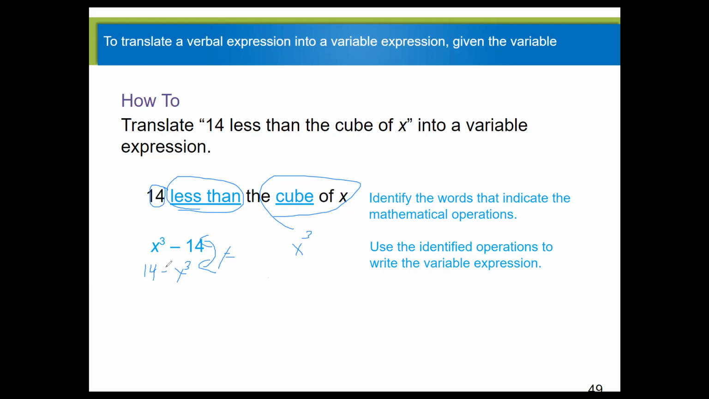If x is really big, this is a positive number. If x is really small, this is a negative number. So if they are not the same equation, you need to know which is which. Think about what you could be describing with 14 less than the cube of x to determine which of those two equations best fits.